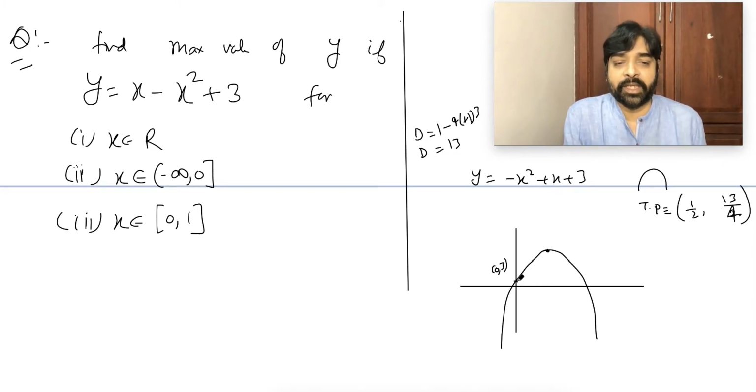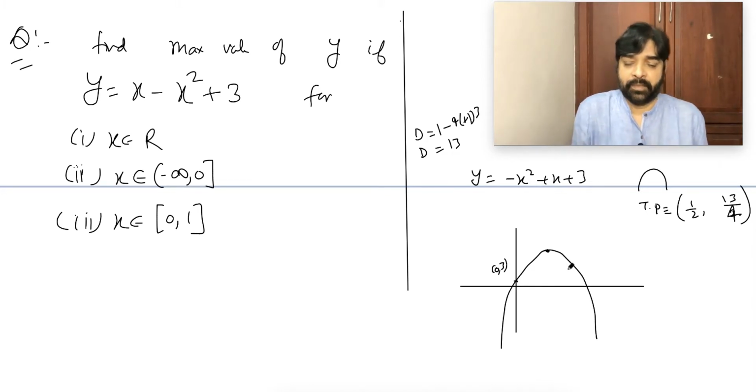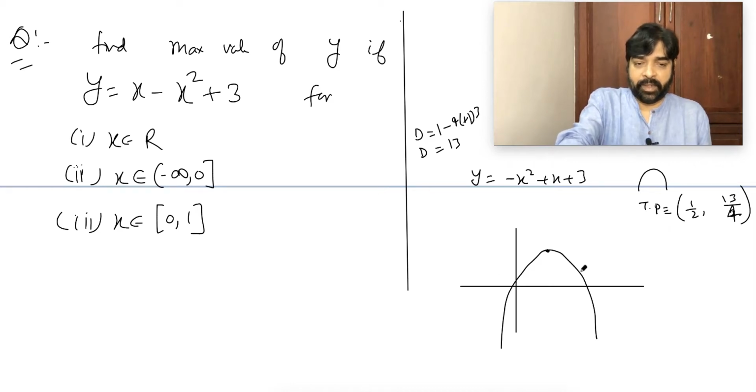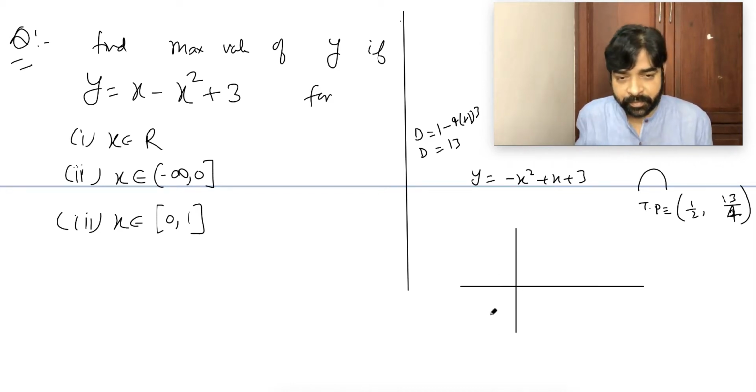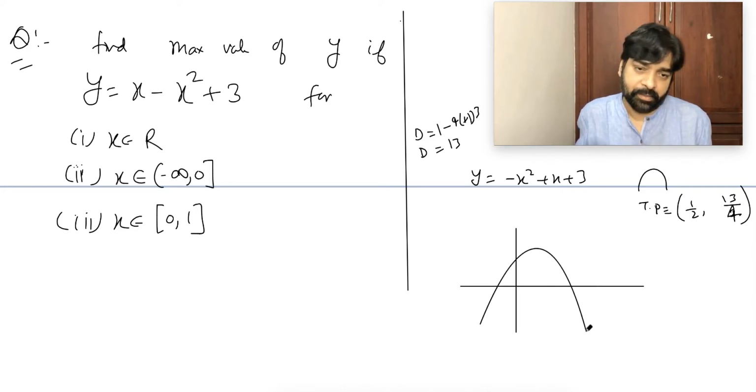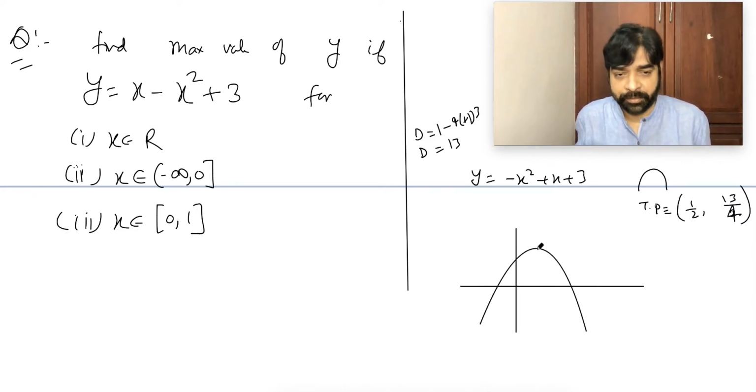This coordinate will be 0 comma 3. For a clear picture I will draw it in yellow: 0 comma 3, y value, x equal to 0, y equal to 3. Something like that. Now it looks good. This is 0 comma 3 and this coordinate is 1 by 2 comma 13 by 4.